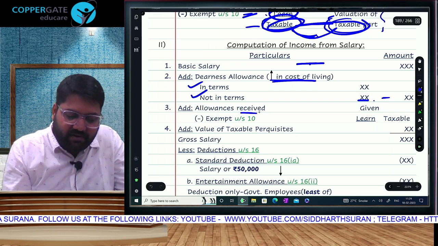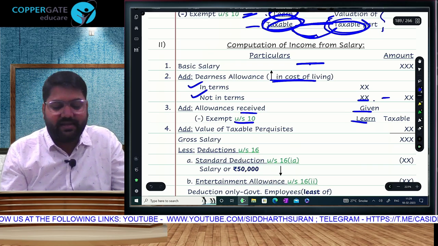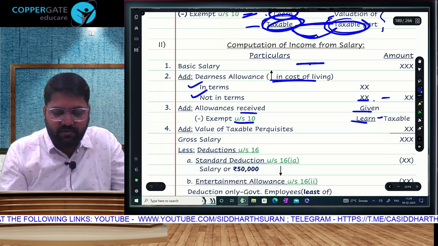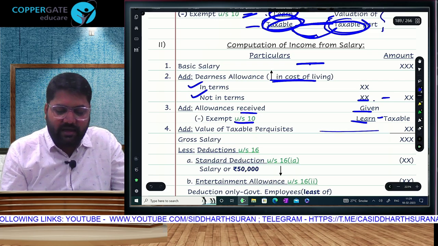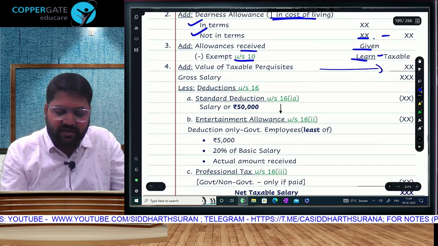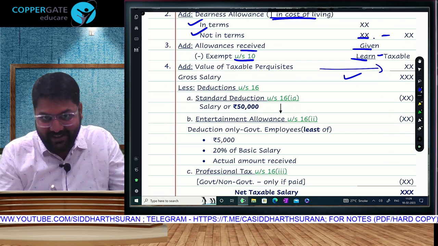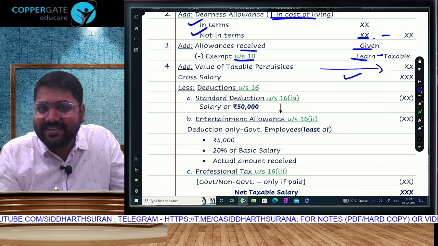But other than that, there will be some allowances which will be received. This will be given in the question. You have to compute the amount exempt under section 10, and accordingly you will find out the amount which is taxable. Likewise, some perquisite valuations you will learn, and you will get the taxable perquisite. This will give you your gross salary, from which we get deductions in the old regime.